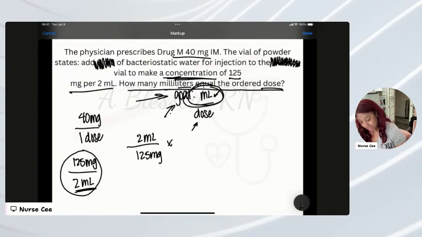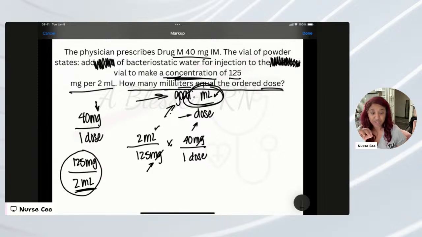So now I've got this on the top, but I need this on the bottom. This right here is on the bottom right now. I don't need that. It needs to cancel out. Everything that is not part of the goal has to be canceled out. This right here has the same unit of measure. That's how you cancel two things out. They must be in the numerator and the denominator, so the top and the bottom, and that's how they get canceled. Okay, so then 40 milligrams will go over one dose. You see how I keep everything together that's together.